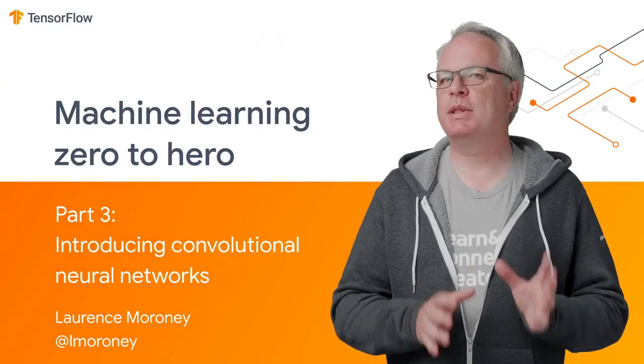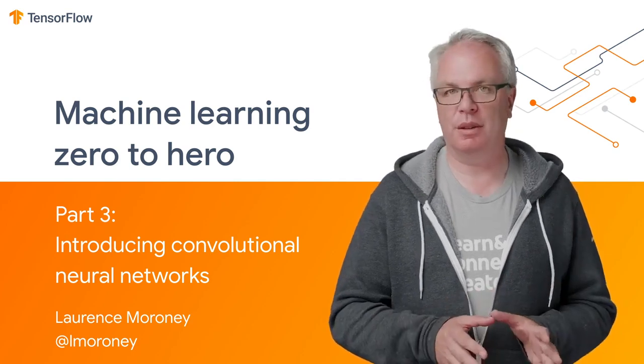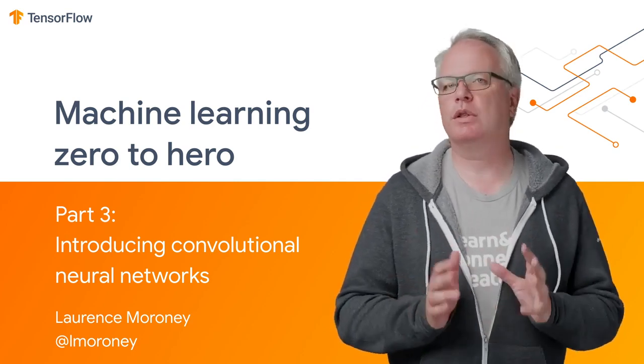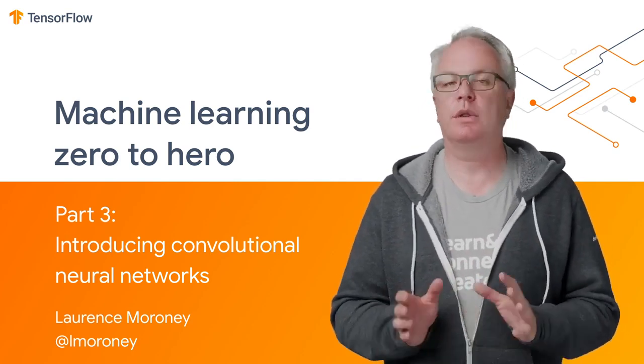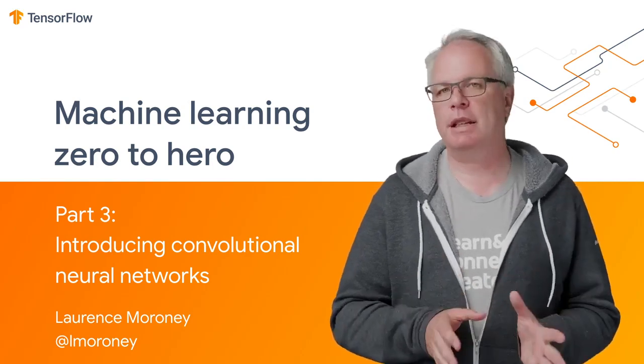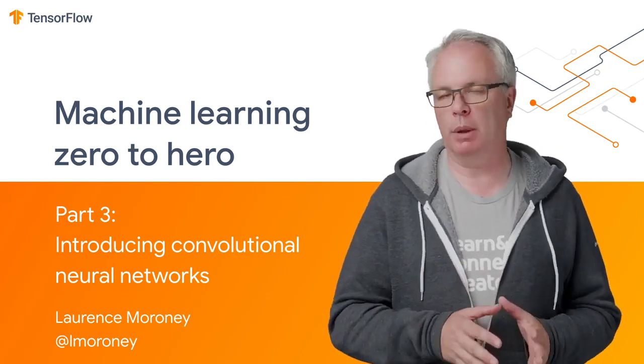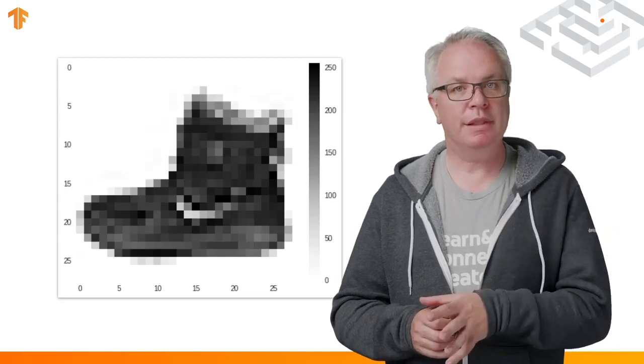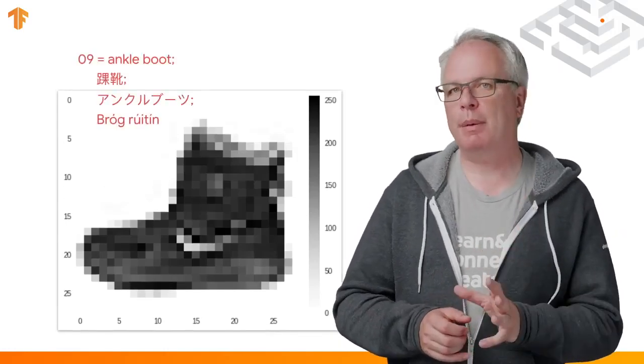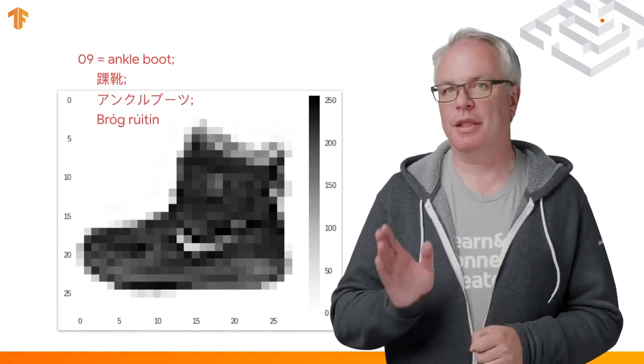Hi, and welcome to episode 3 of Zero to Hero with Tensorflow. In the previous episode, you saw how to do basic computer vision using a deep neural network that matched the pixels of an image to a label. So an image like this was matched to a numeric label that represented it like this.